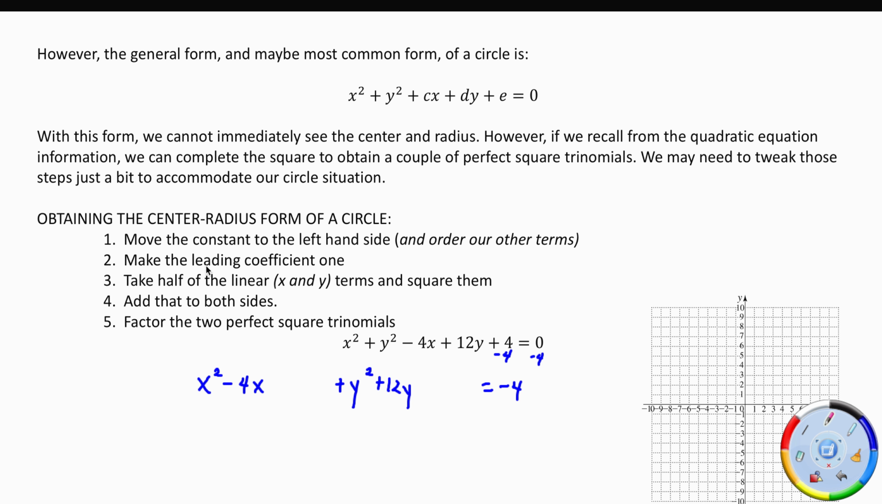The second step is make the leading coefficient 1. In this case, it's already 1. We'll look at how to do that when it's not a 1 in just a minute. Then I'm going to take half of the linear terms. In this case, we've got two values we're trying to complete the square on, so I've got to do it twice. Let's do the x's first. Half of that 4 is 2. I'm going to square that and add it to both sides.